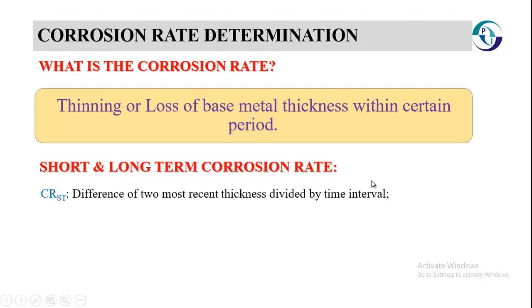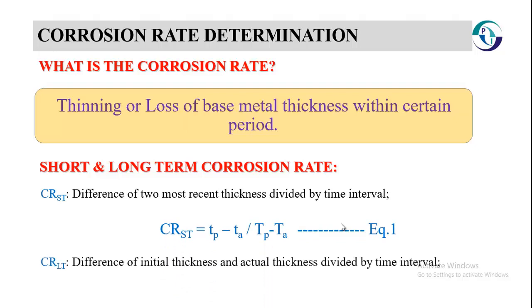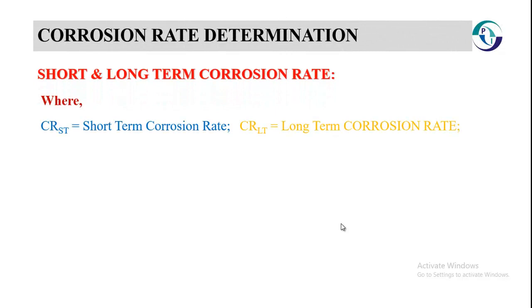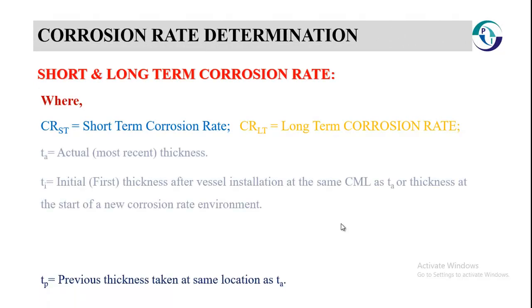The short-term corrosion rate is the difference of the two most recent thicknesses divided by the time interval, and here is the formula. The long-term corrosion rate is the difference of the initial thickness and actual thickness divided by the time interval, and here is its formula. The legends are: CRST is the short-term corrosion rate and CRLT is the long-term corrosion rate.